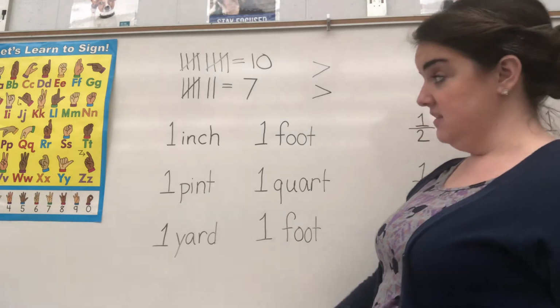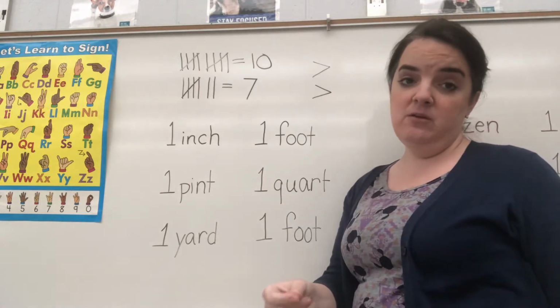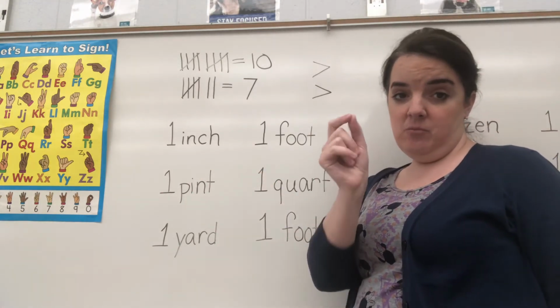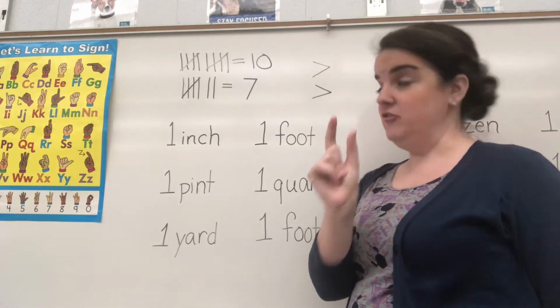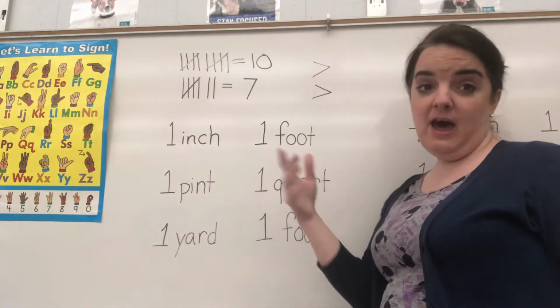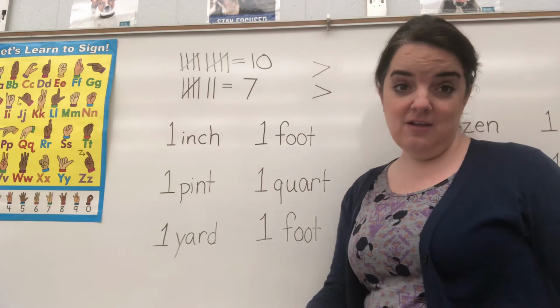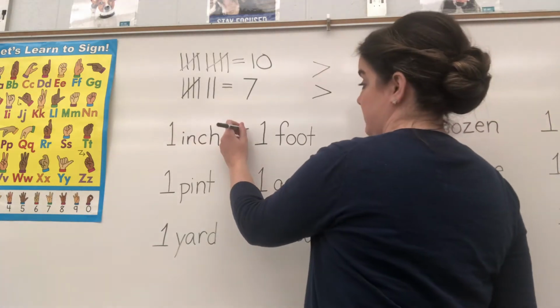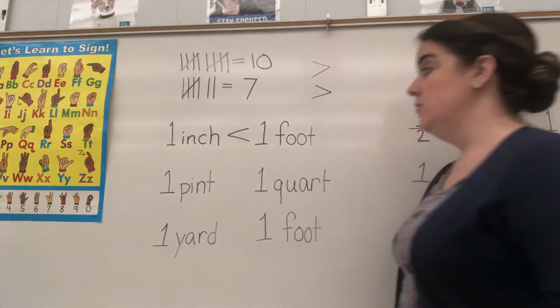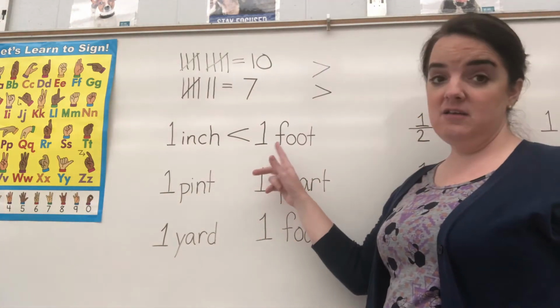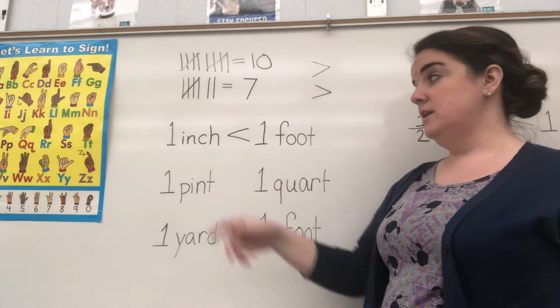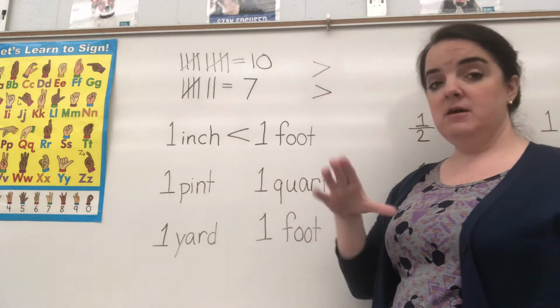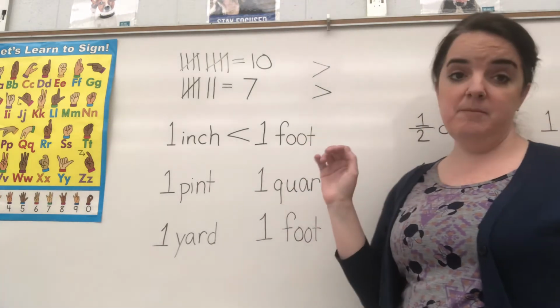Well, let's think about this here. 1 inch, if you had a ruler, the 1 inch would just be about this much. And then 1 foot, how many inches are in a foot? The correct answer is 12. So 1 inch is less than 1 foot because 1 foot is more than 1 inch. Remember, the bigger side always points to the bigger amount.